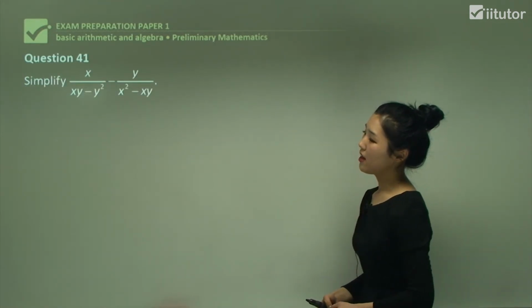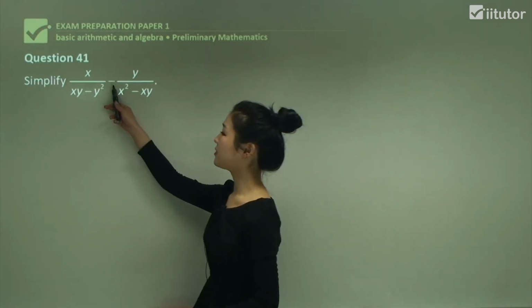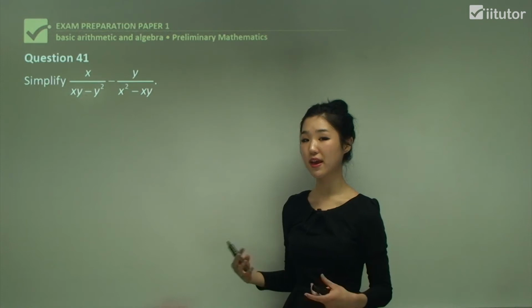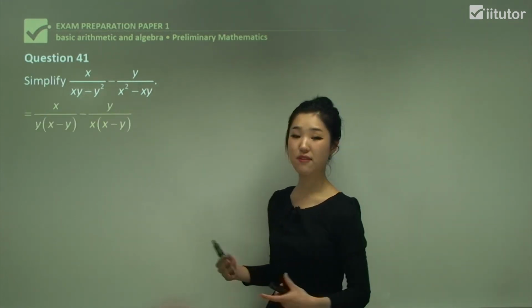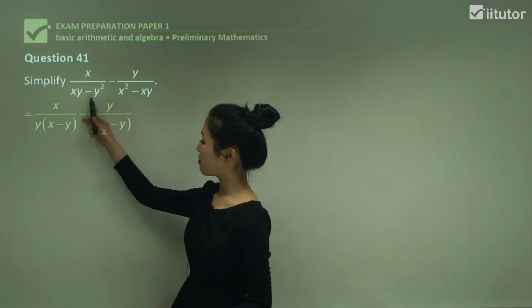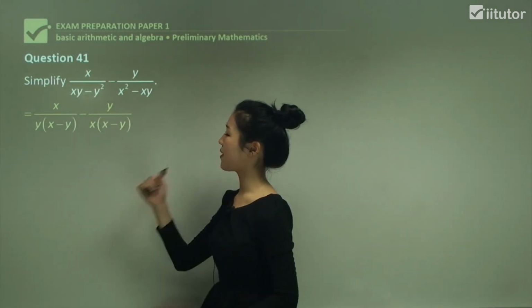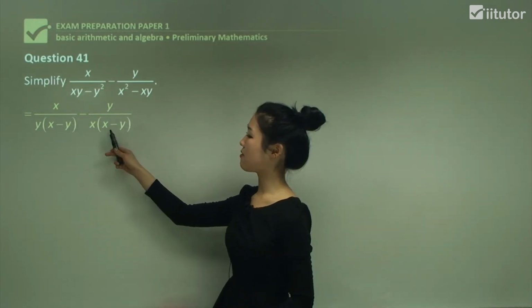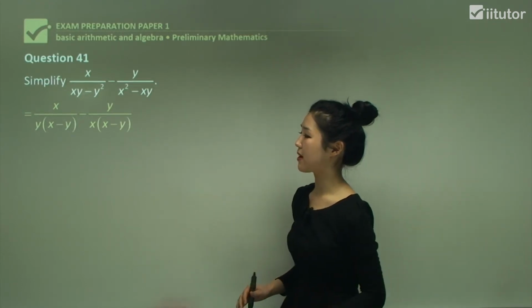Question 41. Alright, we're going to simplify this expression again. Now it's a minus, subtracting, so again we have to make the common denominator to make it into a single fraction. So first thing I would do is factorize it. So this one, the common factor is y, so I factorize by that and I have x minus y left inside the brackets. Here the x is the common factor, so I have x minus y left inside the brackets. Okay, just taking out the common factor.